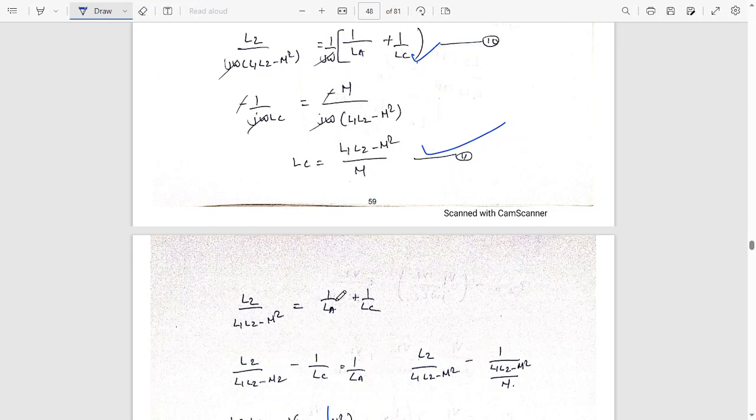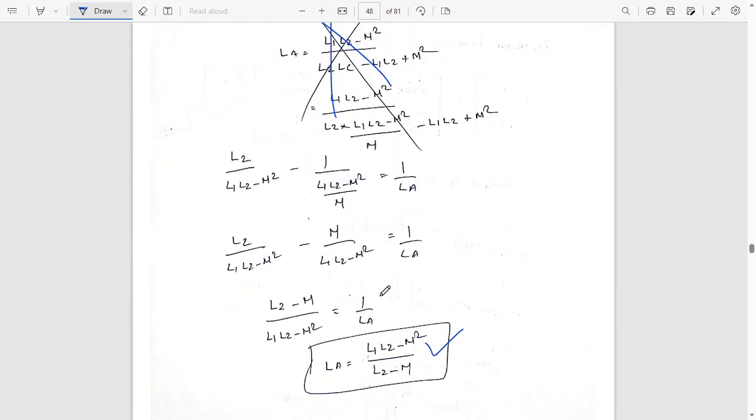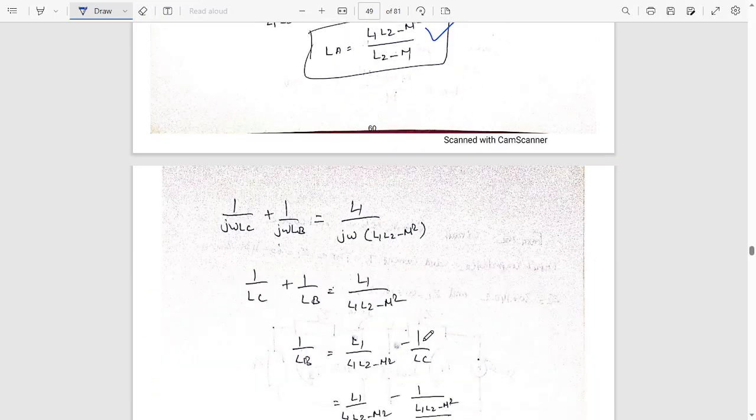Okay, so here 1 by LA plus 1 by LC is there. So 1 by LA plus 1 by LC equal to L2 by L1 L2 minus M square. This is the equation written here. LC is taken to the left hand side. So L2 by L1 L2 minus M square minus 1 by LC equal to 1 by LA. Now substitute what is LC. While doing the calculation, I will be getting LA equal to L1 L2 minus M square by L2 minus M.